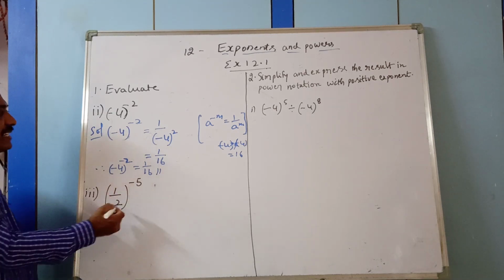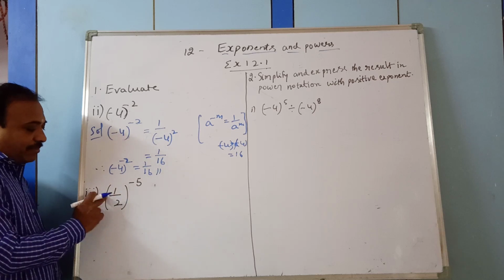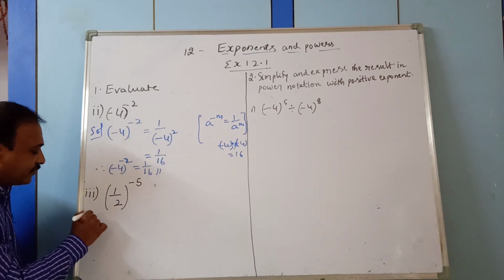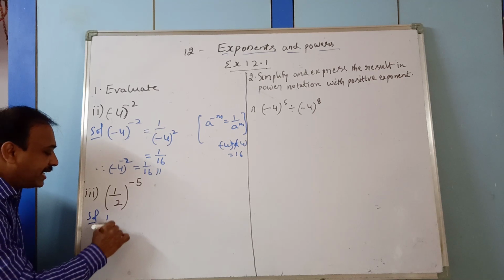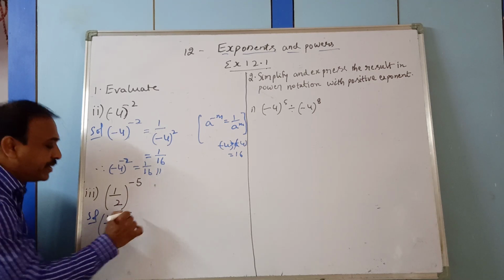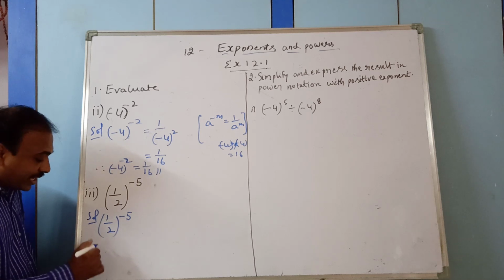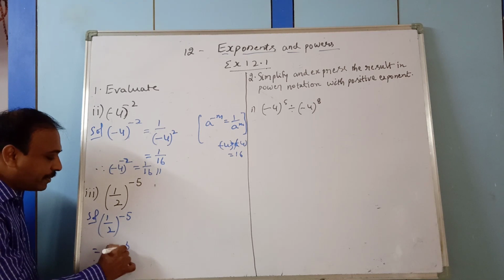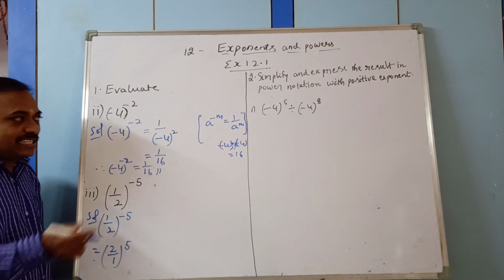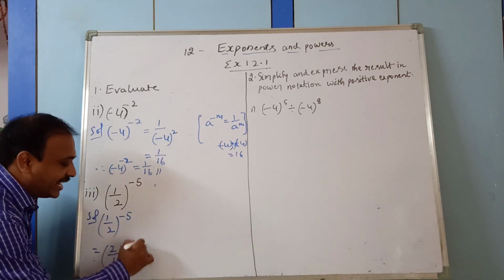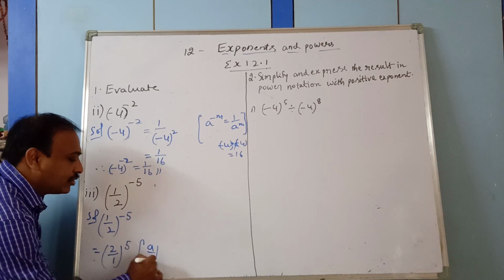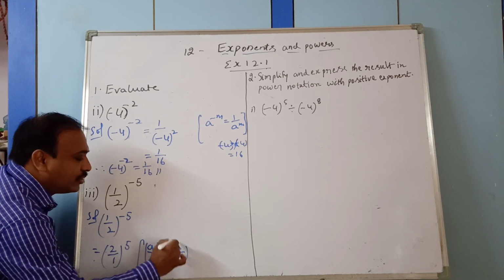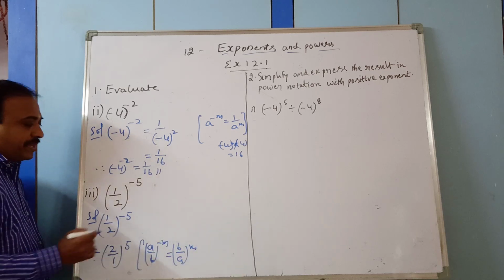Now see the next one: 1 by 2 whole to the power minus 5. This can be written as, how can you write? It is equal to 2 by 1 whole to the power 5. How? Just now we discussed it previously. Yes, you are right. a by b whole to the power minus m is equal to b by a whole to the power m, positive power. Are you following?